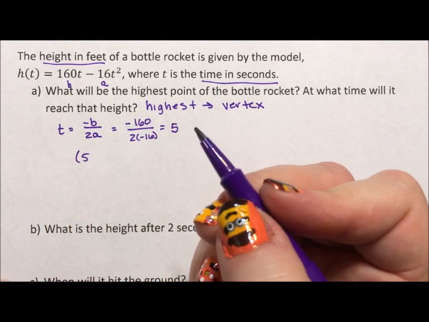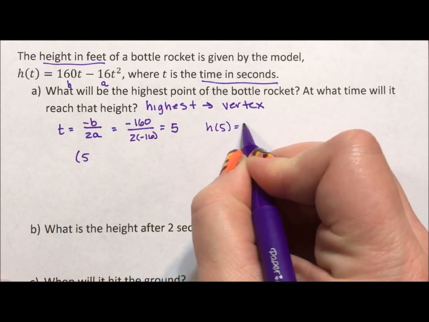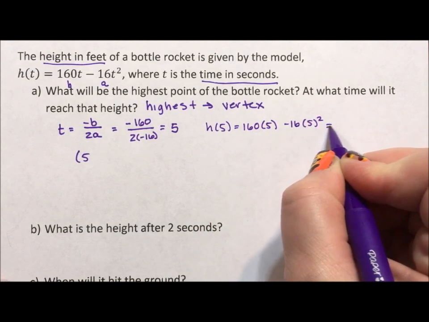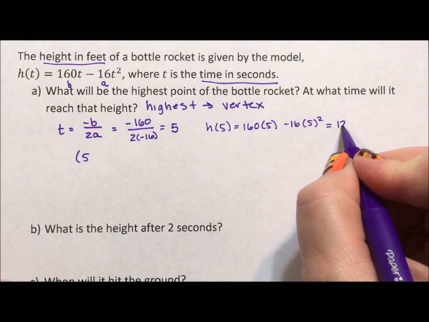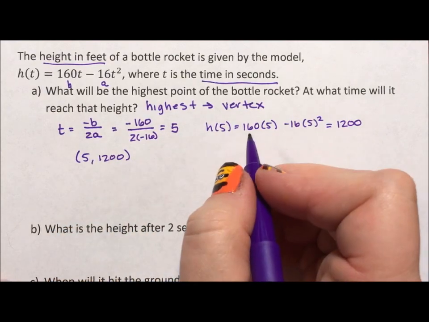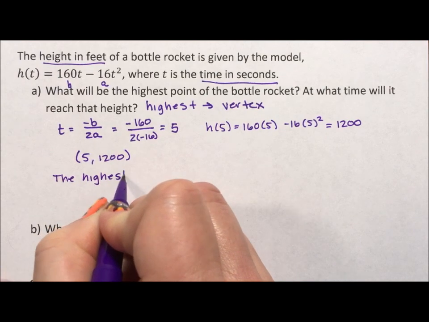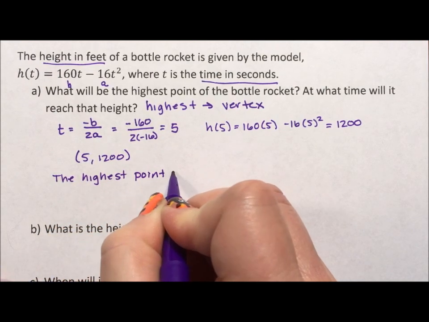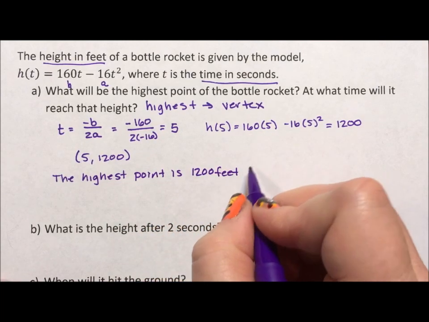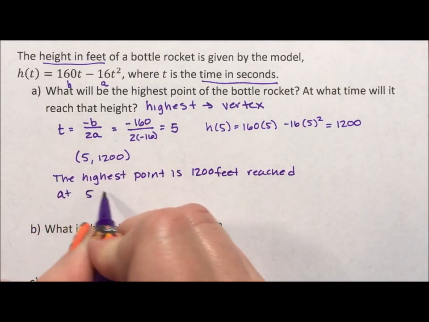The other part of our vertex is found by plugging that back into the equation. h of 5 is 160 times 5 minus 16 times 5 squared, which is going to equal 1,200. So that's our vertex. That's not how I'm going to answer it, though. I'm going to give it a sentence. The highest point is 1,200 feet, reached at 5 seconds.